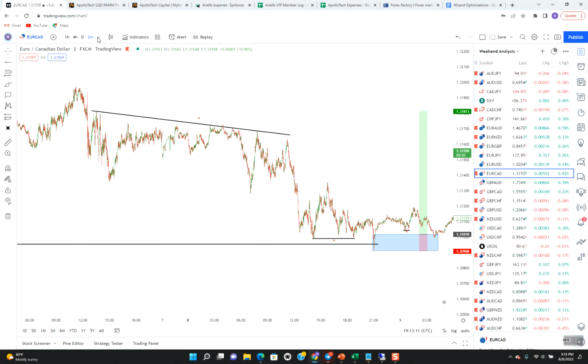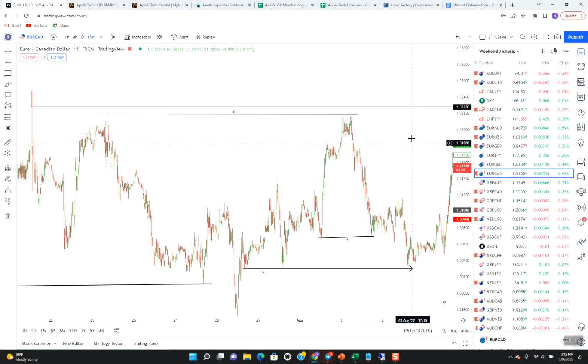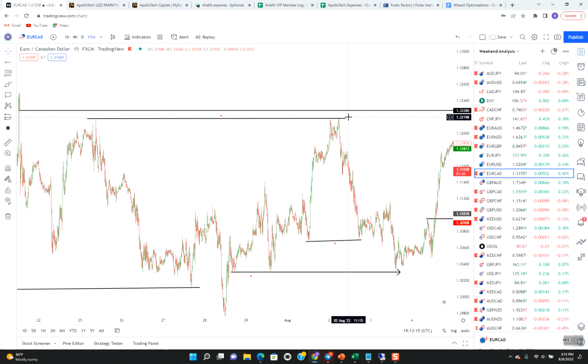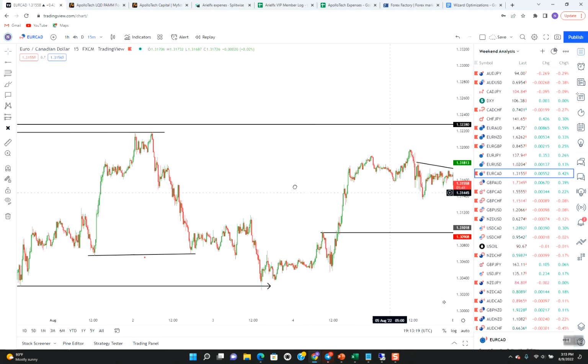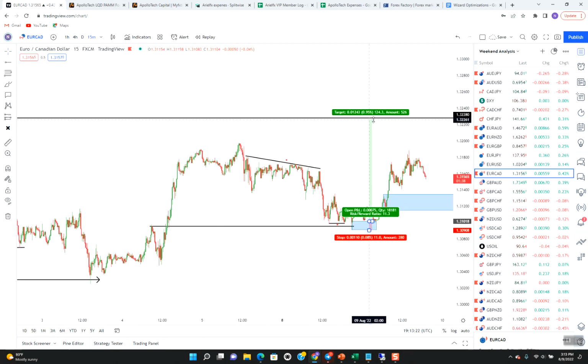Now, is there anything else on a higher time frame that we could potentially target? Yes, like I said before, these equal highs, and then that 15-minute imbalance at 1.3228. So that's where we're going to be headed most likely, and that is where I would have targeted. But I did not take this trade.